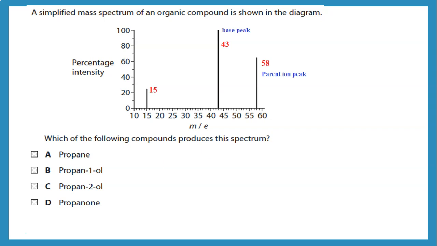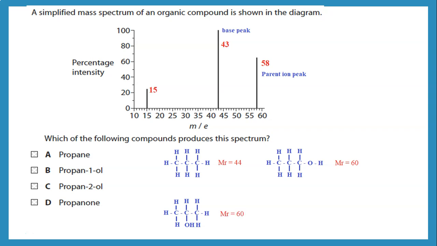If we look at propane, what is the molecular mass of propane? If you calculate the molecular mass, it's 44. So this is not my answer. I am looking for something that has a total molecular mass of 58. What about propan-1-ol? If we do the calculation, the molecular mass is 60. So that's not my answer either. Propan-2-ol, also molecular mass 60. But let us look at propanone.